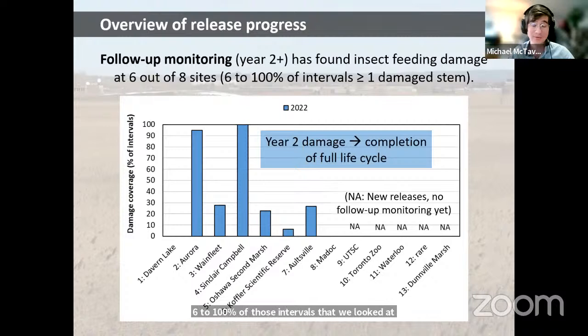So seeing any amount of damage in this second year is extremely encouraging. It means that they've been able to complete at least one full life cycle and make it through an important overwintering potential choke point. And as you'll see here, we have a few sites that are sort of our superstar sites where we have very good damage coverage where they've spread substantially from these initial release points. So we're really excited to be seeing this at this point.